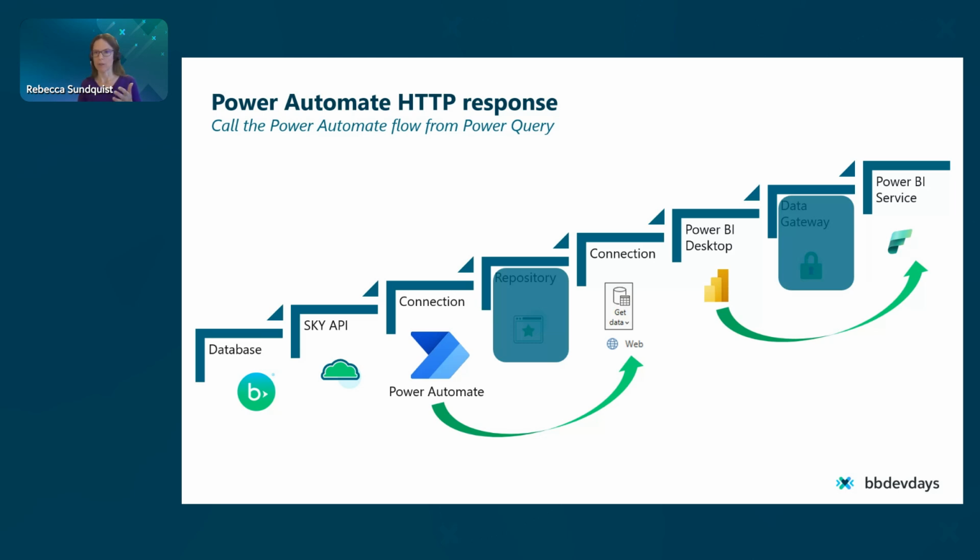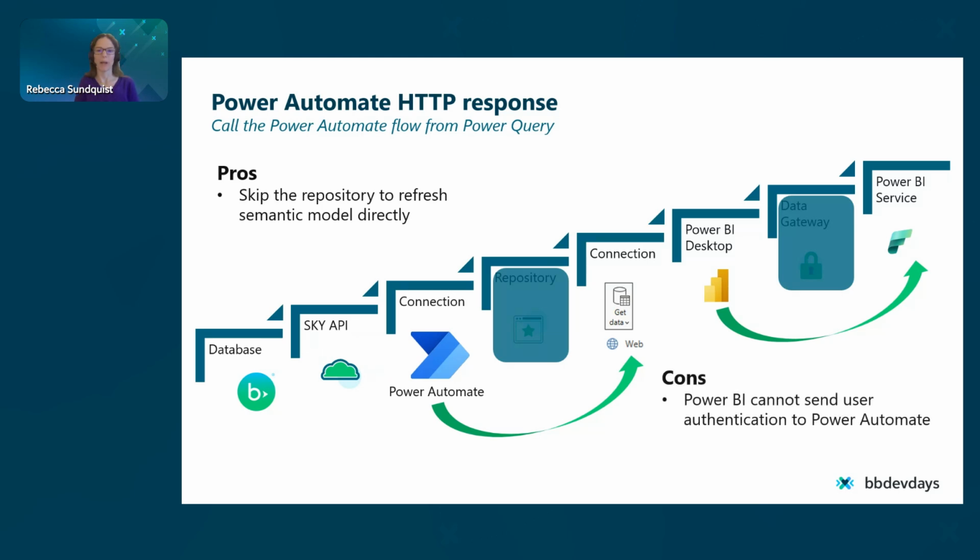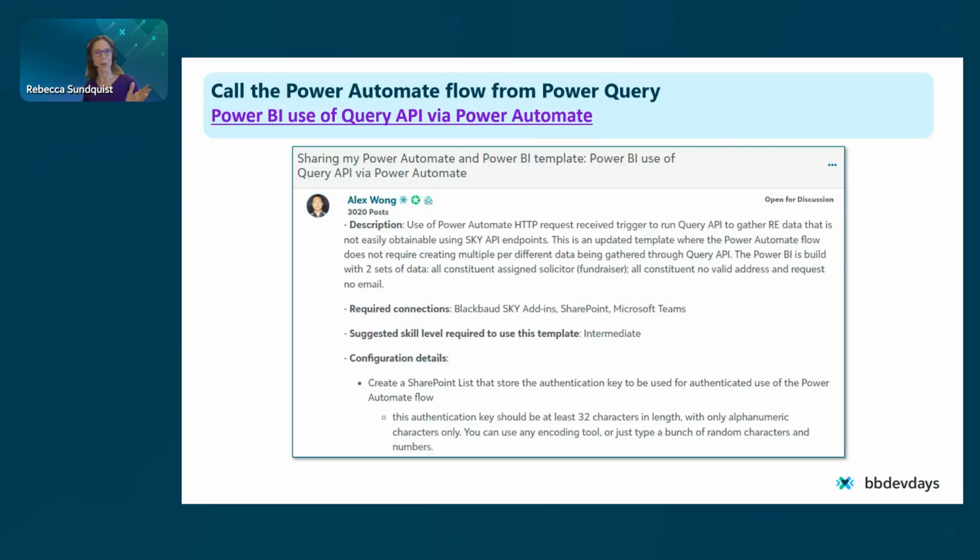That, of course, does help to skip over the data gateway as well. So if you wanted to skip the repository and the gateway, this could be a very attractive solution. But one con there is that Power BI is not able to authenticate to Power Automate through that web call. So you're actually calling Power Automate anonymously.